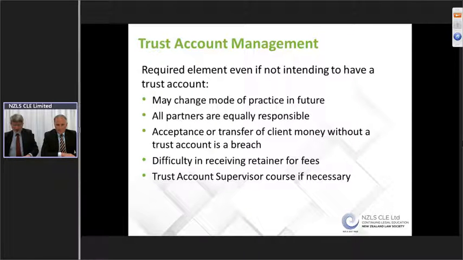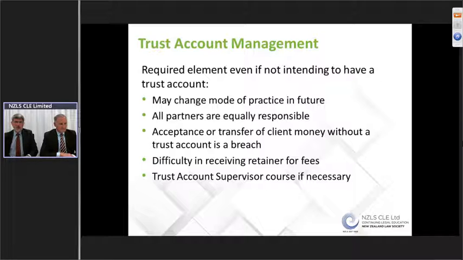The third element is trust account management, and as I said before, this is a required element of the stepping up course, whether or not you're intending to have a trust account, because once you've got your approval to practice on own account, in one particular mode of practice, you may change in the future, so that you may go from being a partner in a firm where you are not the trust account supervisor and where you don't deal with trust account money at all, into a firm where a lot of, say, conveyancing or commercial transactions are done where money comes through. So you need to understand the rules about the management of client funds.